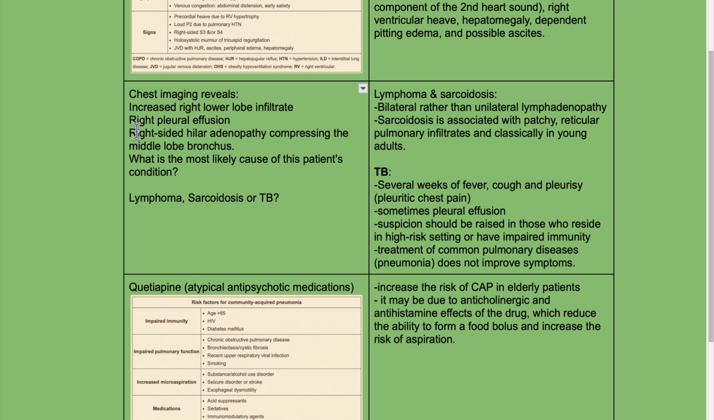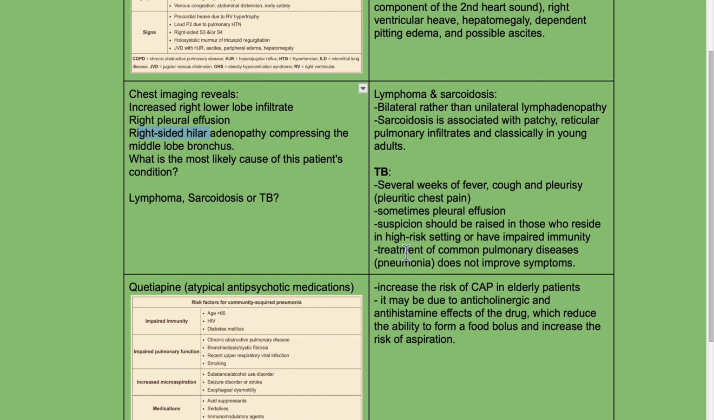Here we have right-sided lymphadenopathy. Sarcoidosis is associated with patchy reticular pulmonary infiltrates, and classically it is seen in young adults. Whereas tuberculosis, several weeks of fever, cough, and pleurisy is seen, sometimes pleural effusion. Suspicion should be raised in those residing in high risk settings or have impaired immunity.